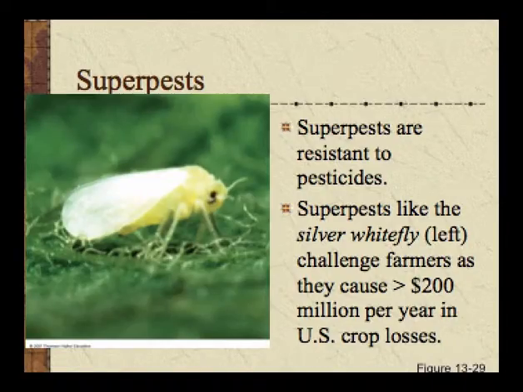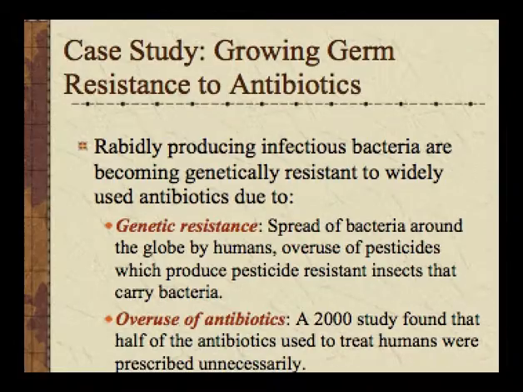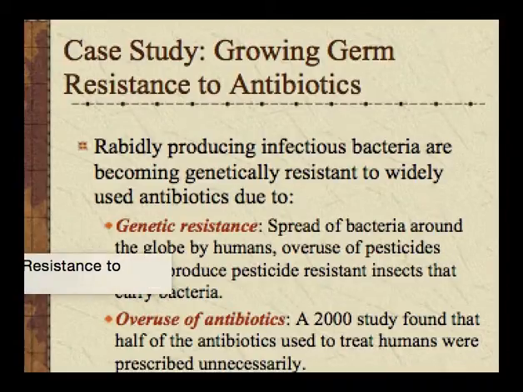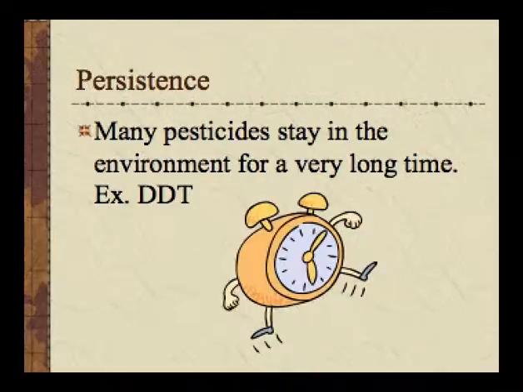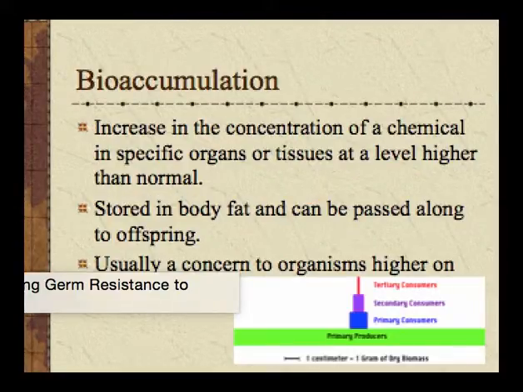You have super pests. These are resistant to pesticide, like the silver whitefly. They challenge farmers. And you have genetic resistance as well as overuse of antibiotics, looking at having that go up the food chain as well. Persistence, they stay in the environment as well as organisms for a very long time. Example is DDT.